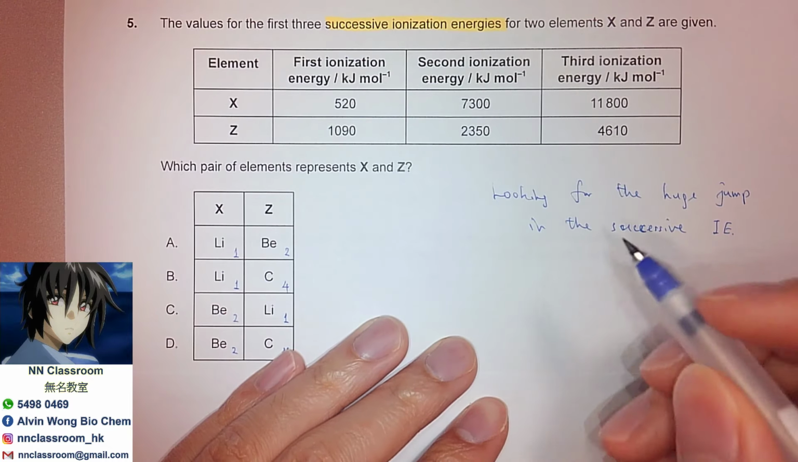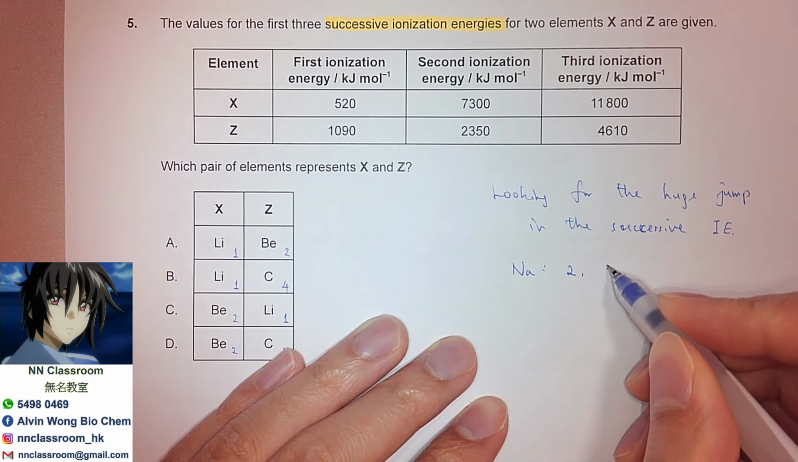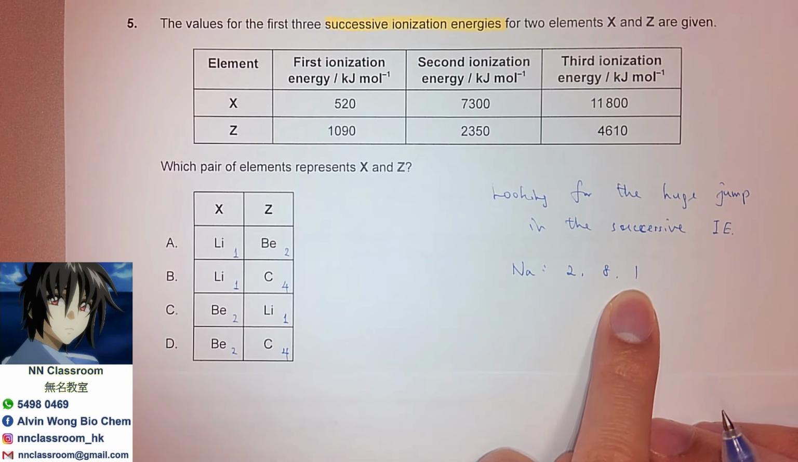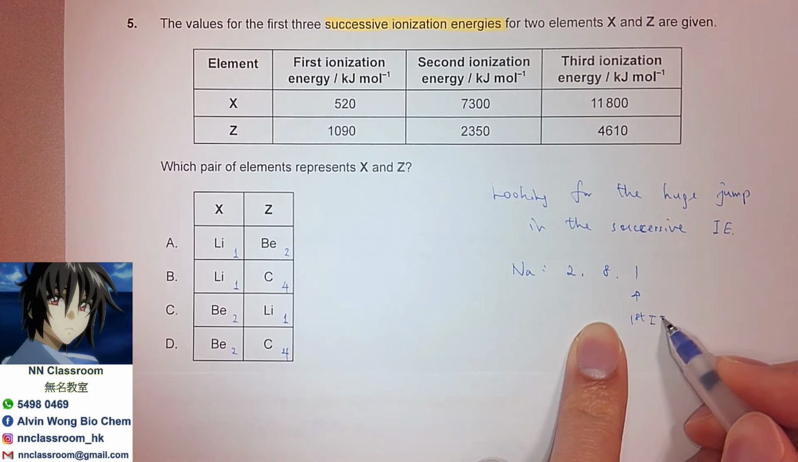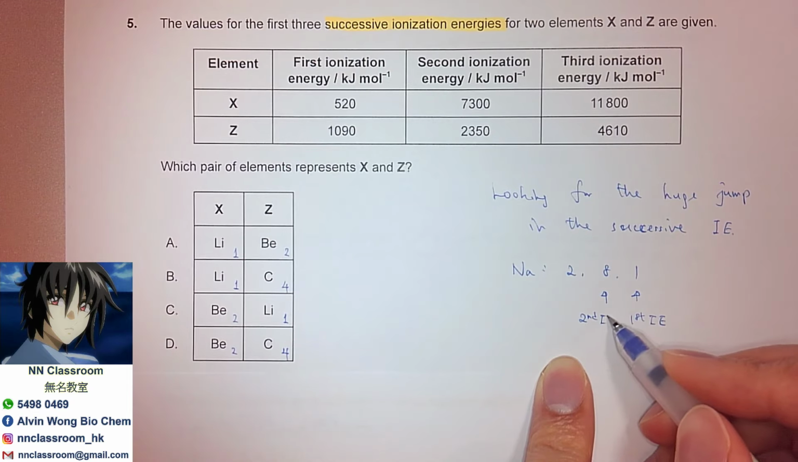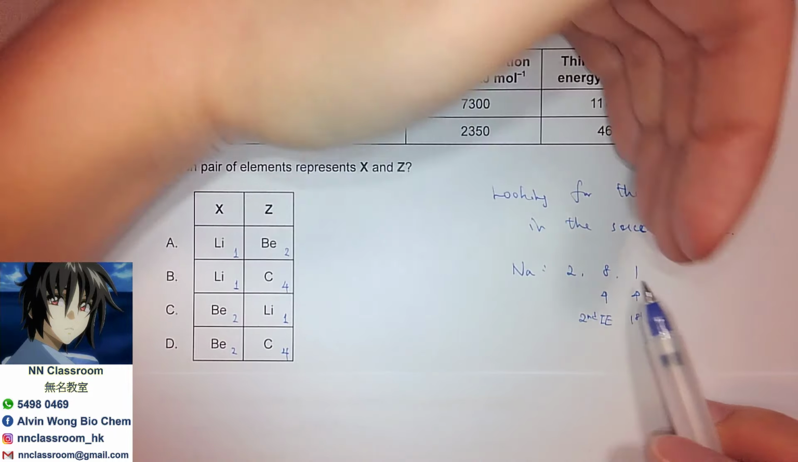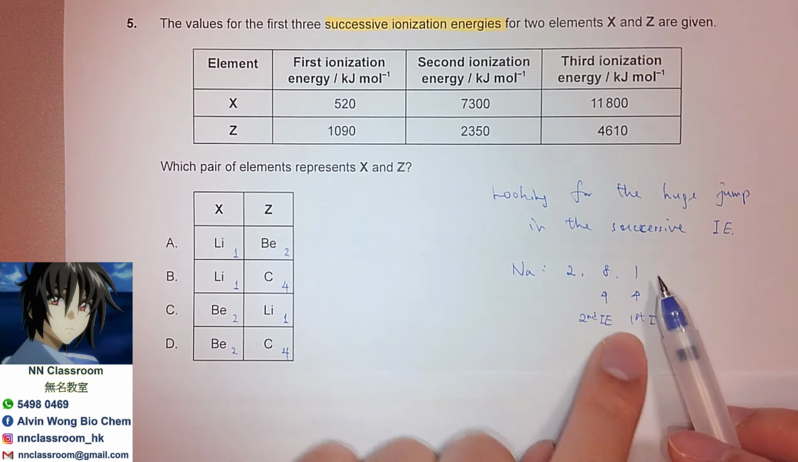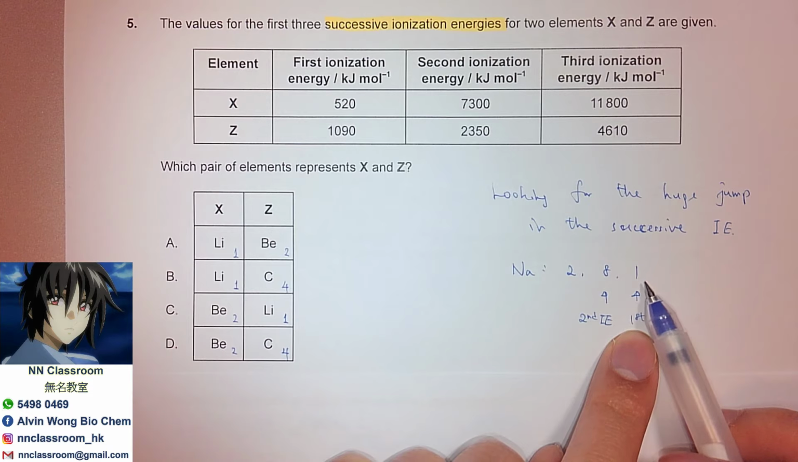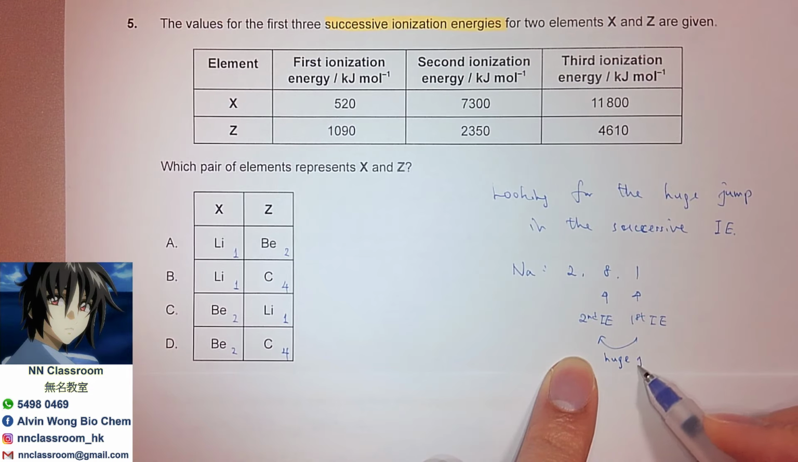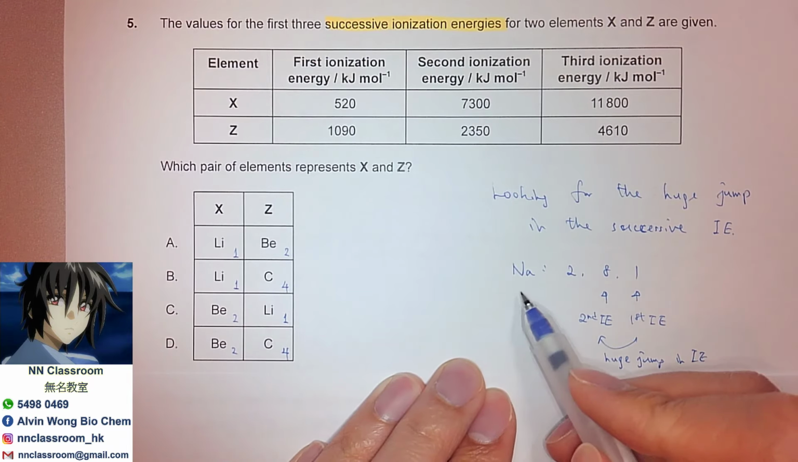Let's imagine I have sodium, with electron arrangement 2,8,1. After taking away the first electron, which is taken by the first IE, the second IE will have a huge jump. Why? Because the second IE takes away an electron from the shell that is much closer to the nucleus, shell number 2 versus shell number 3 at the very beginning. So there will be a huge jump between IE1 and IE2 for the case of a group 1 element.